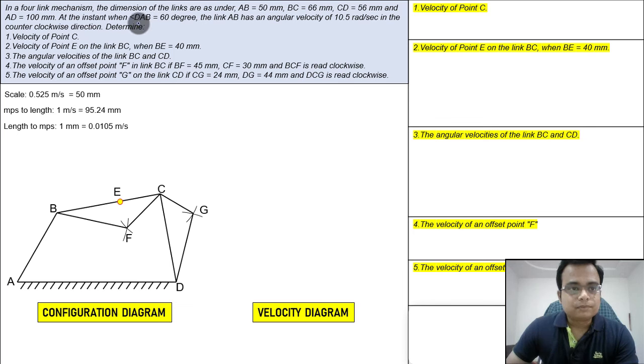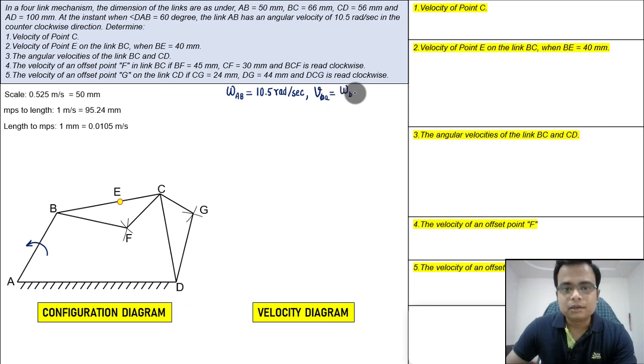So what we do have is this link AB. This is also a crank, you can say. This has an angular velocity of 10.5 radians per second in the counterclockwise direction. Let me just write this: omega for AB has been given as 10.5 radians per second, right?